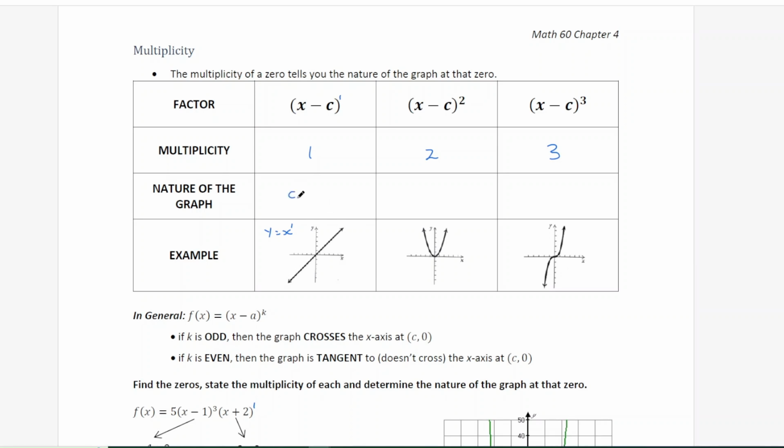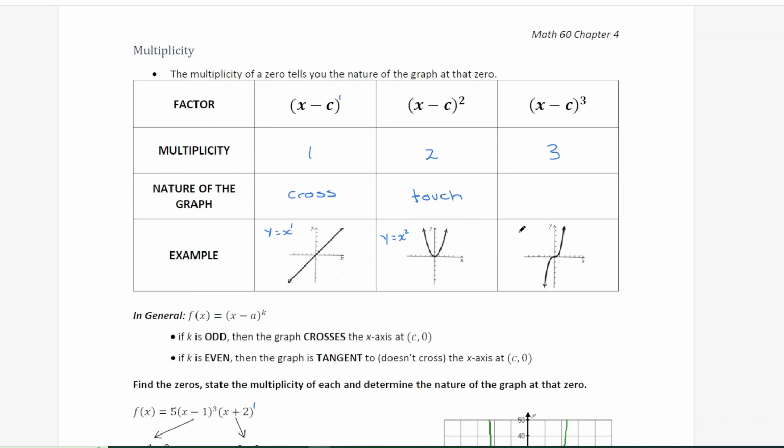So we say the nature of the graph is to cross the x-axis if it has a multiplicity of 1. If it has a multiplicity of 2, we're going to picture our base graph of y equals x squared, where your graph comes in, touches the x-axis, and then comes back in the same direction. So I like to say that the nature of your graph is to touch the x-axis.